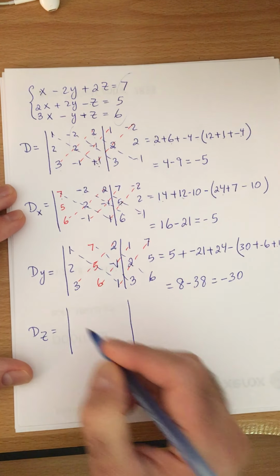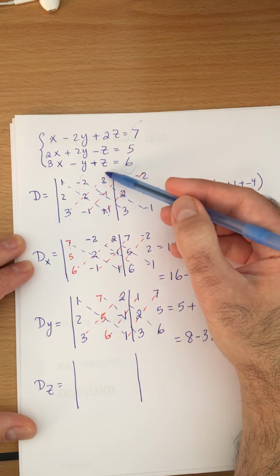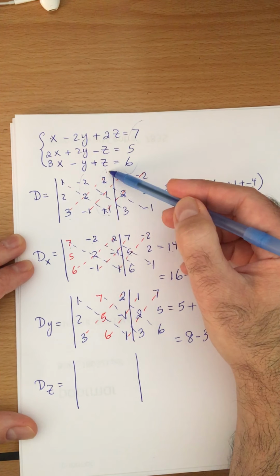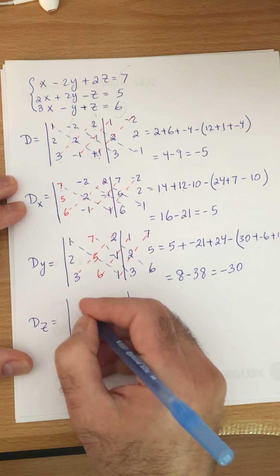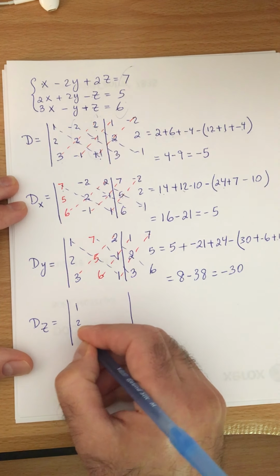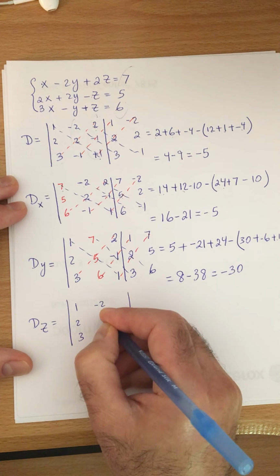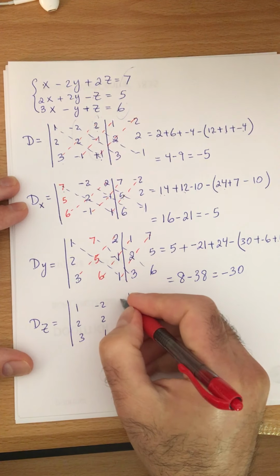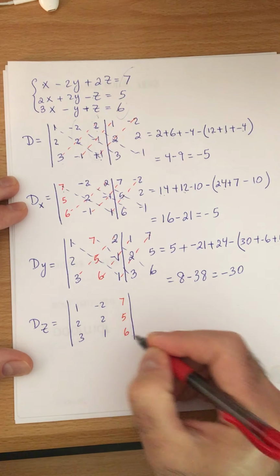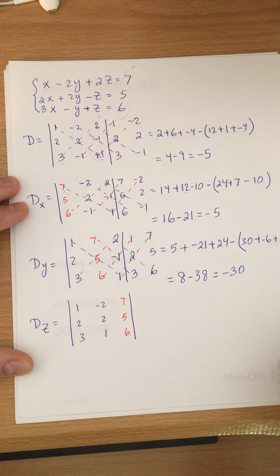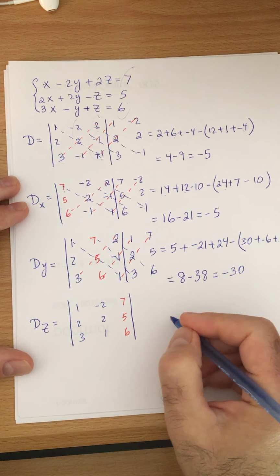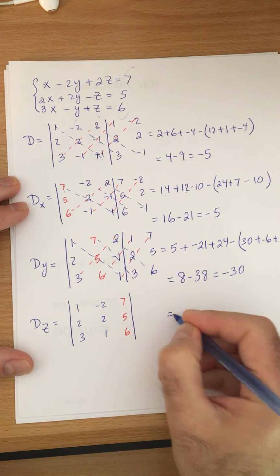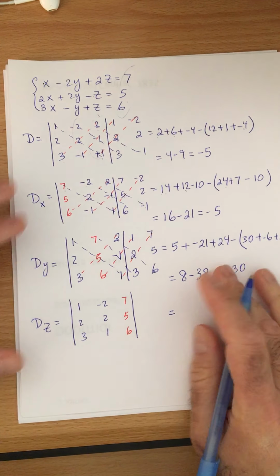So I'm sure you know now, you replace the z coefficients by the constants. So you will have 1, 2, 3, negative 2, 2, 1. The other coefficients stay the same. So the last column will be 7, 5, 6. And you just do the same thing. Oh, let's just do it.